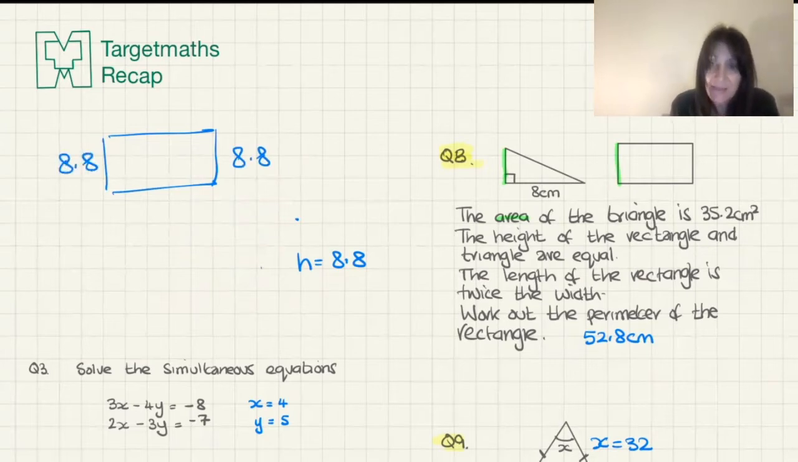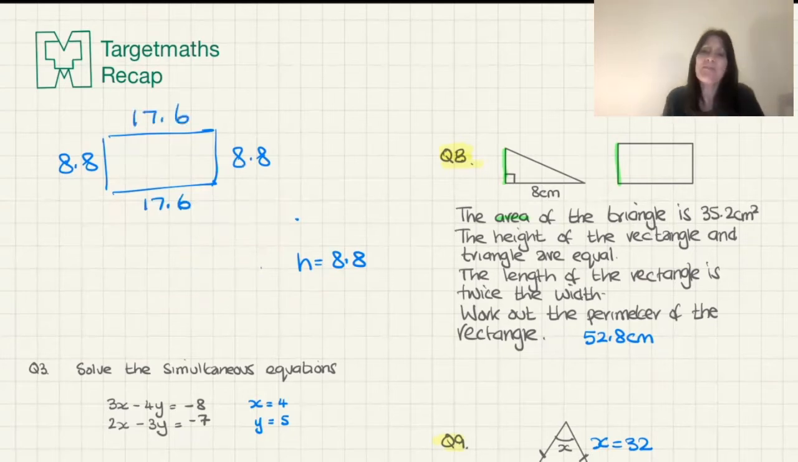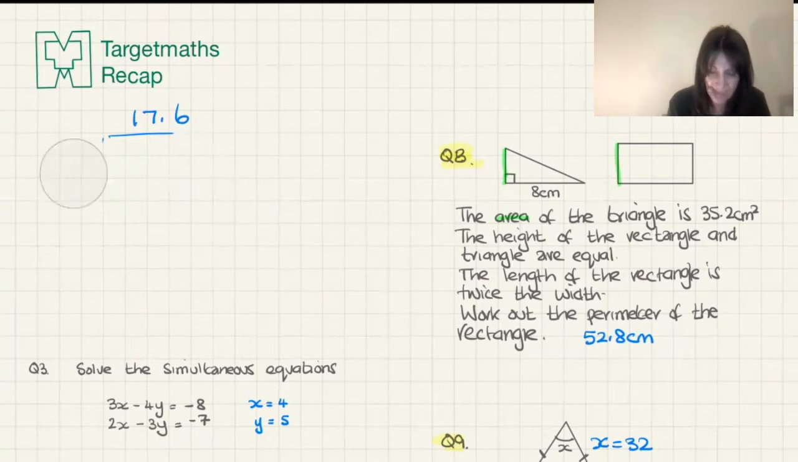It says the length of the rectangle is twice the width. So I double to get that edge is 17.6 and that is 17.6. And then of course, perimeter is to add all the edges. So that was how you would have got to the answer of 52.8 on that question.